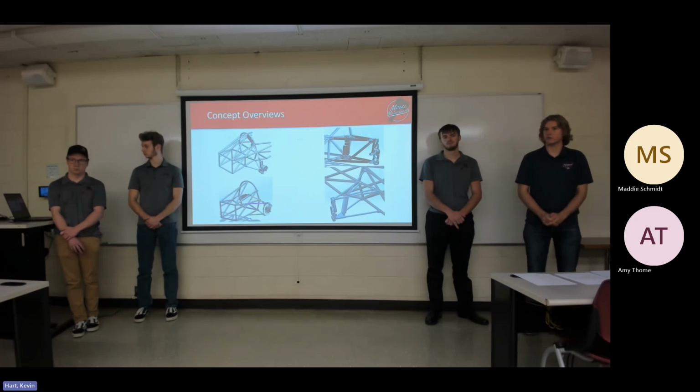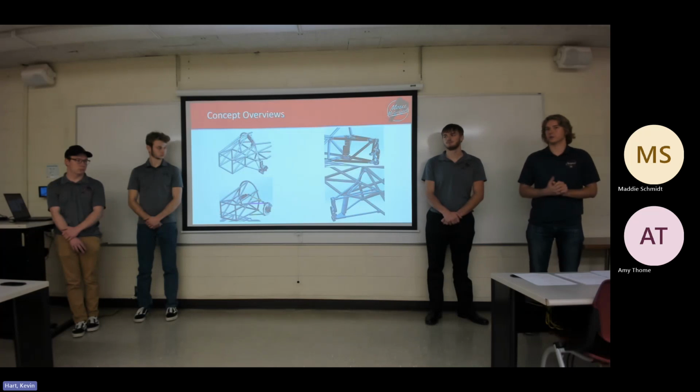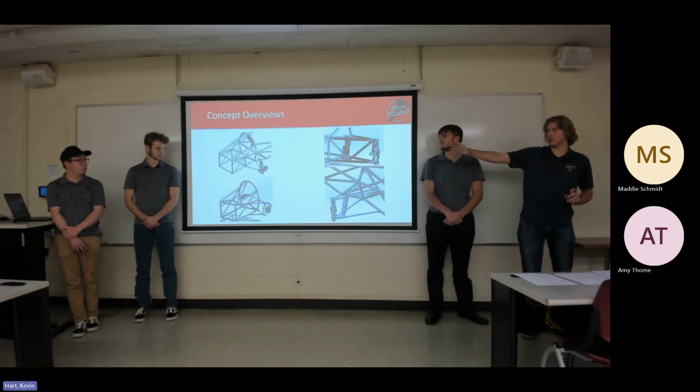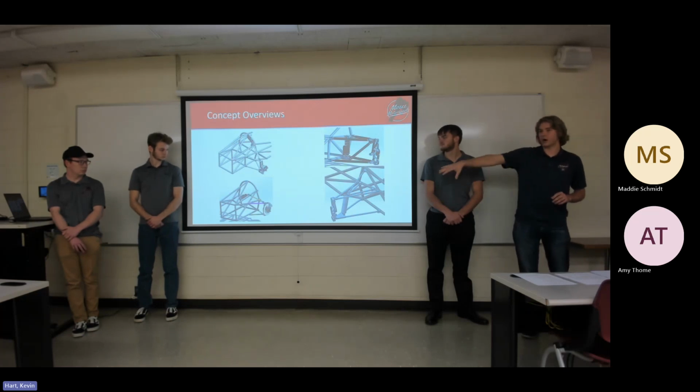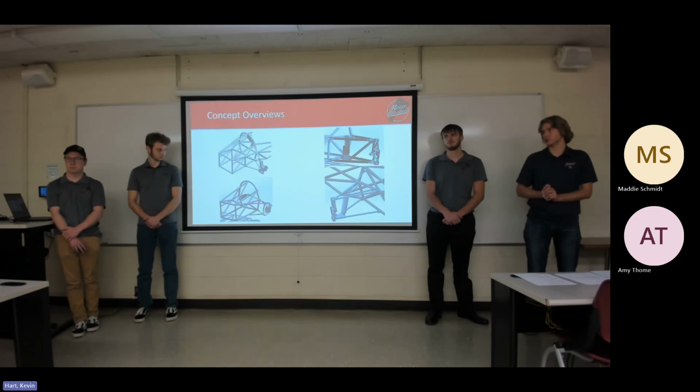So given these constraints, all 4 of us could break off on our own and come up with our own individual design concepts for the suspension. On the upper left, you can see what we refer to as the traditional pushrod suspension. The upper right is a pull rod. The bottom left is the cantilevered pushrod, and the bottom right is the single shock suspension.